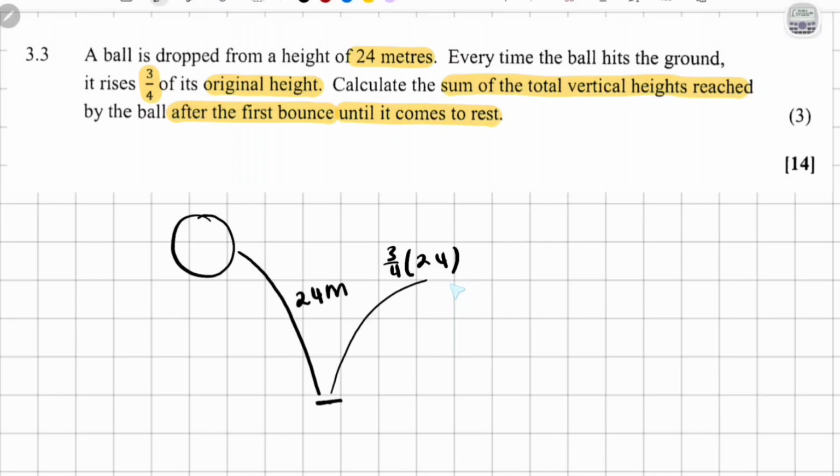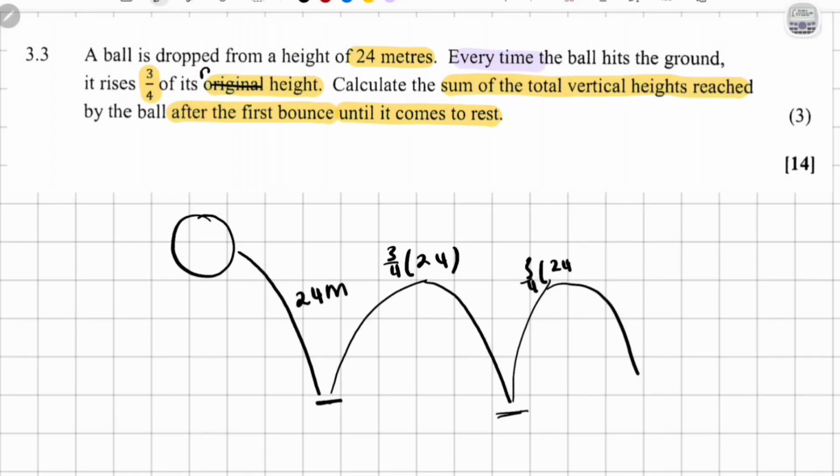Now, with the way this is being phrased, I don't think they meant the original height. This is the reason I'm saying so. They said every time it hits the ground, it's going to rise 3/4 of its original height. If it did that, it gets dropped 24 meters, it hits the ground, then it rises 3/4 of its original height. It hits the ground, then it rises again 3/4 of its original height. Then it hits the ground.